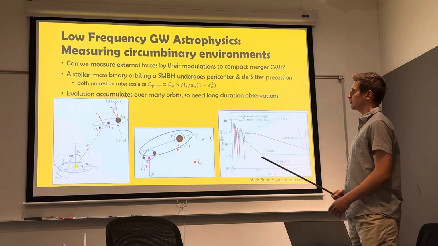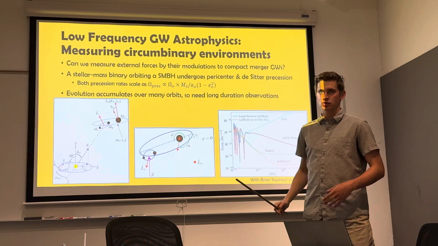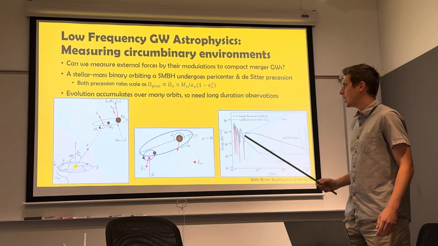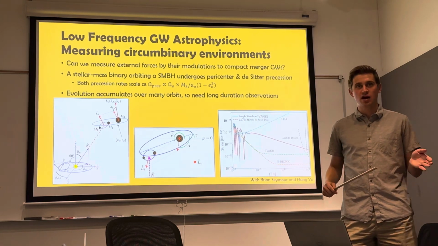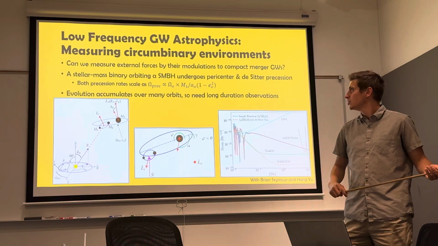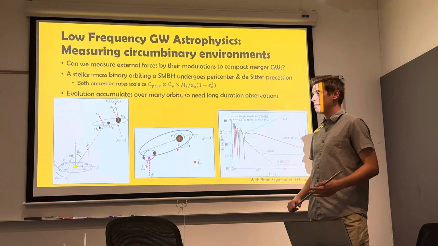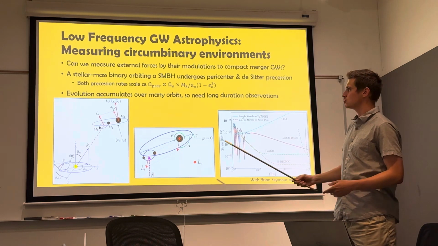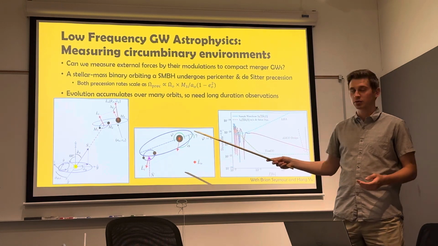Now, in principle, these precession rates, along with the actual Doppler motion of the orbit itself, will cause modulations in the gravitational wave signal observed here in the solar system. So if we can actually measure that evolution, we might be able to constrain the properties of the supermassive black hole as well as of the orbit.